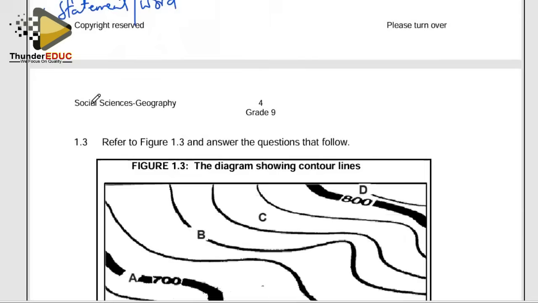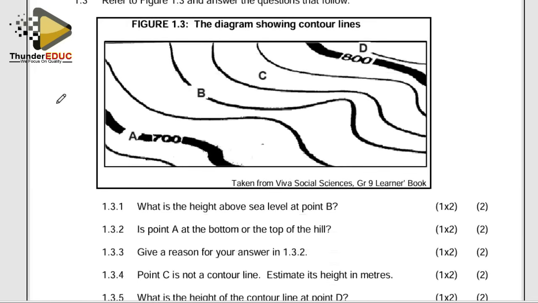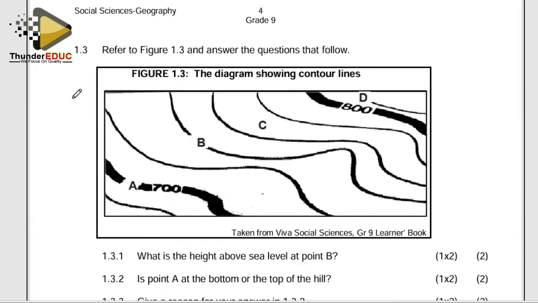Let's go to question number 1.3. Right, question 1.3, let's interpret the diagram. It says the diagram showing contour lines. And we are seeing our contour lines. Contour line A is given a height of 700, and automatically that is 700 meters. And there is another line which is not labeled. We have contour line B, another one which is not labeled, and we have place C, and we have another one unlabeled, and we have 800.